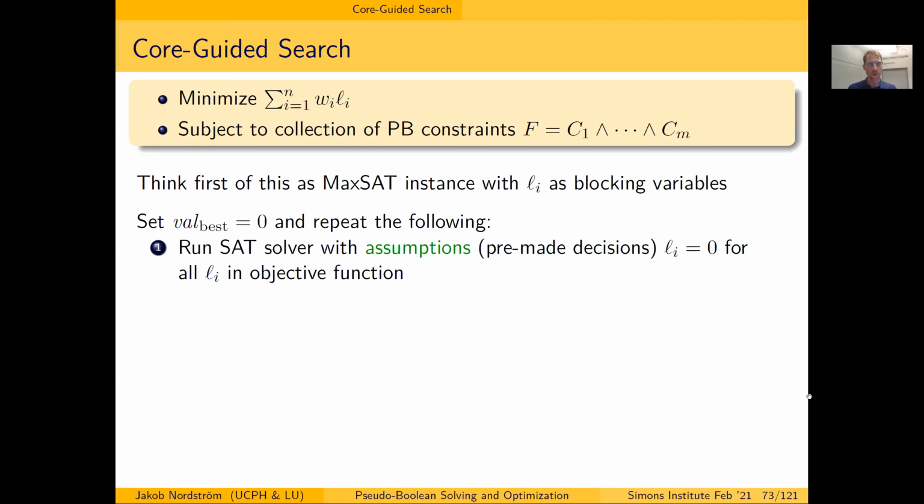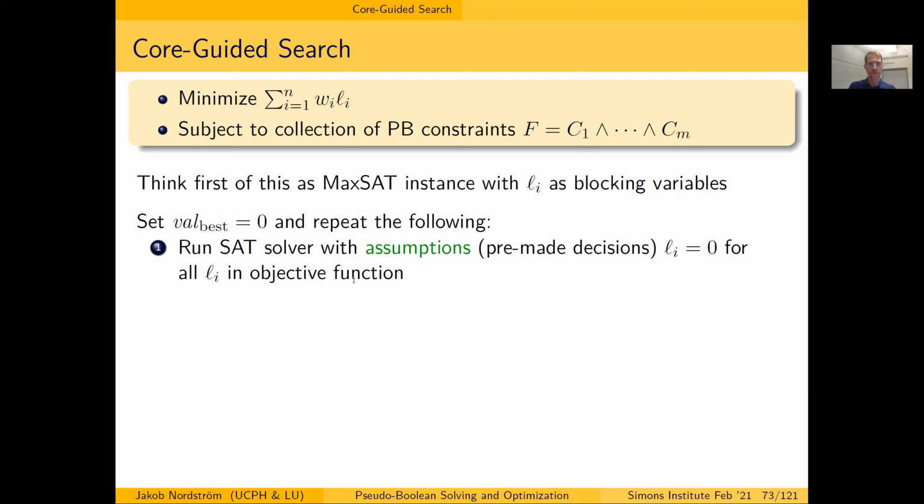So now the idea is the following. We want to be optimistic. So we say that, in fact, the best possible value is 0. We can minimize everything. We can set all the literals to 0. And we run the SAT solver, since we're doing max-sat, with these assumptions, assuming Li to 0 for all literals in the objective function.